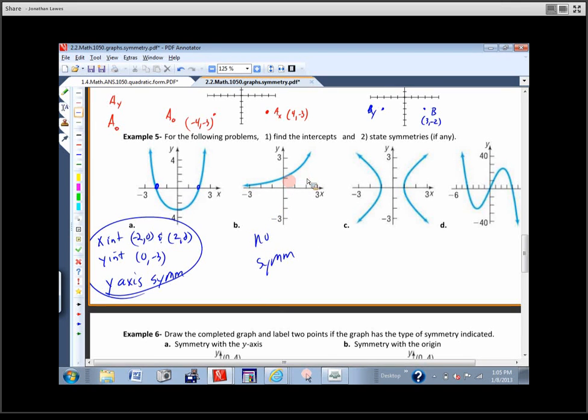By the way, what type of graph is this? Exponential. It's an exponential graph. Okay? We'd only have these two intercepts.